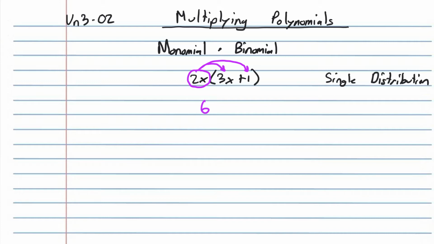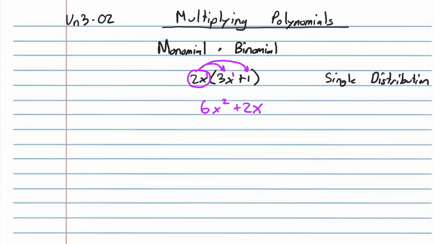So for the first one, 2x times 3x, well, 2 times 3 gives you 6. And x times x, remember the rule is when you multiply, you add the powers together. So technically it's x power of 1 and x power of 1. So when you multiply them together, you get x power of 2. And then the second one, when you distribute the 2x times 1, well, anything times 1 is just itself. So it's just 2x. And that's it. That's all it is for a monomial times a binomial. It's just a single distribution, and most of the time you don't have to combine anything.